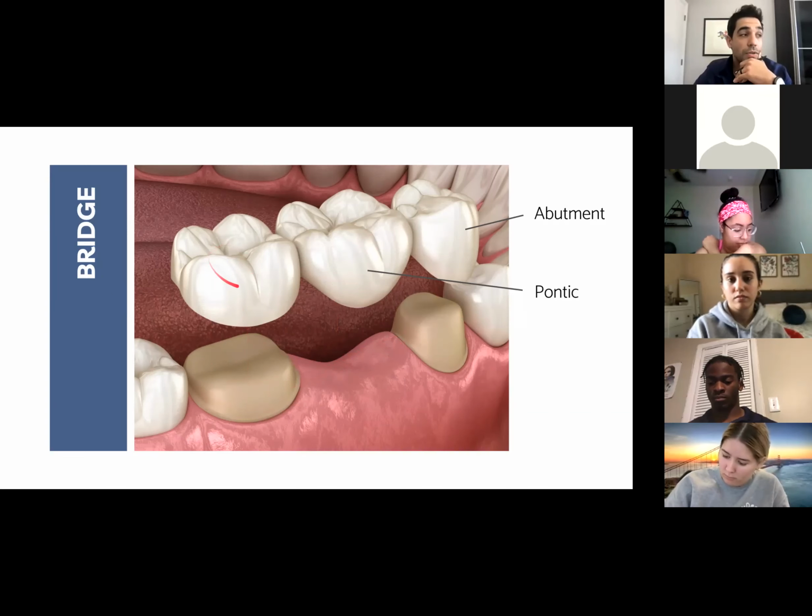Now we call the crowns abutments, right? This whole sort of complex is an abutment. So this is the abutment tooth, and this is the abutment crown. And then we call the floating tooth a pontic. For those of you who speak Spanish, pontic, Latin derivation, puente. It's a bridge.